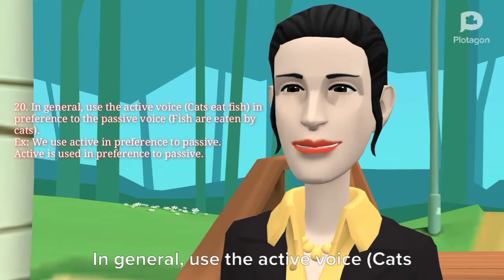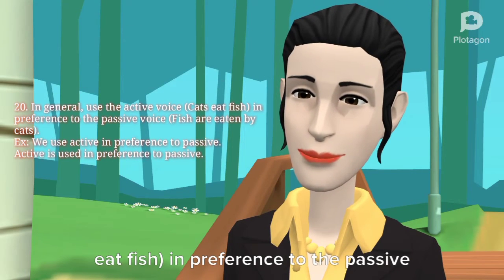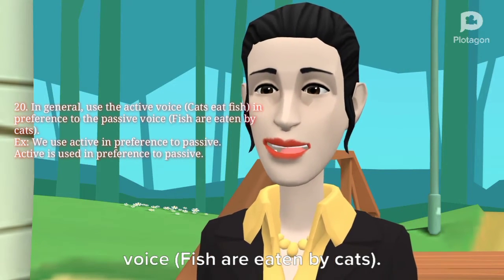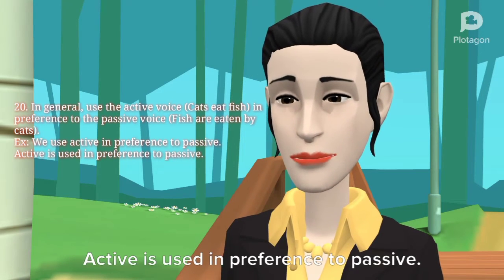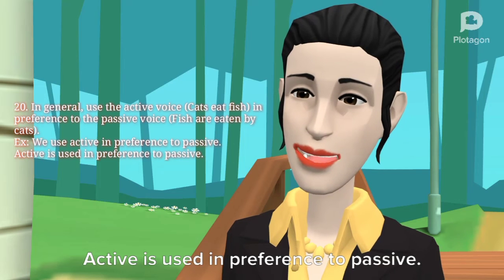20. In general, use the active voice, cats eat fish, in preference to the passive voice, fish are eaten by cats. For example, we use active in preference to passive. Active is used in preference to passive.